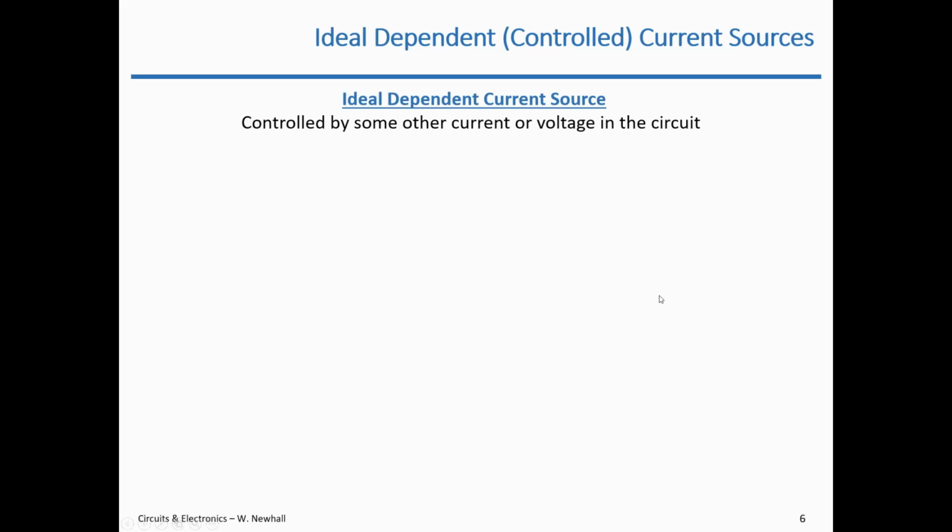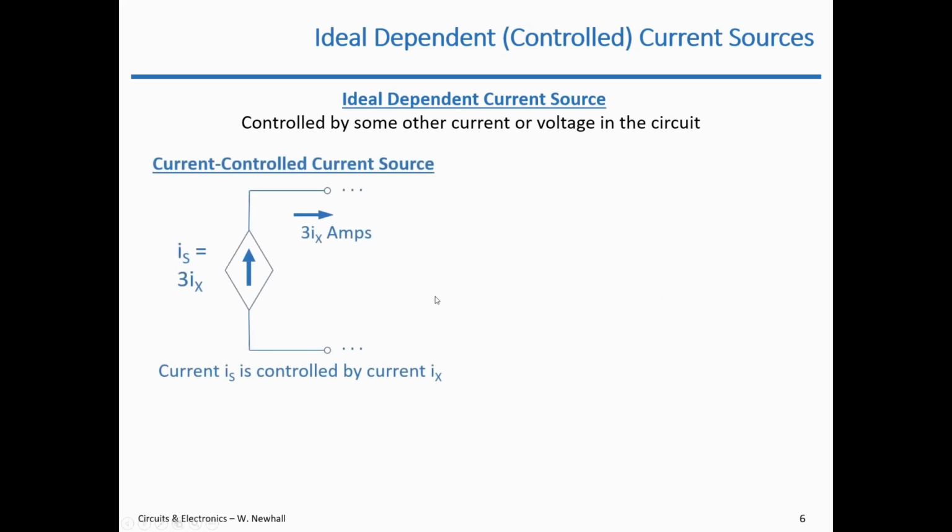Okay, so that was a voltage source that was controlled. Here are current sources that are controlled. This is an ideal dependent current source. It's controlled by some other current or voltage in the circuit. So here's the schematic symbol.